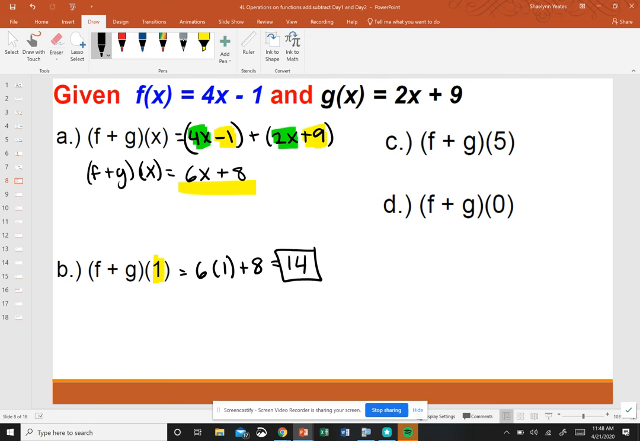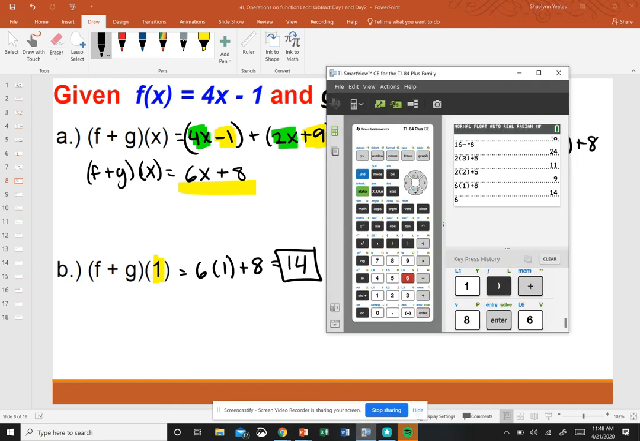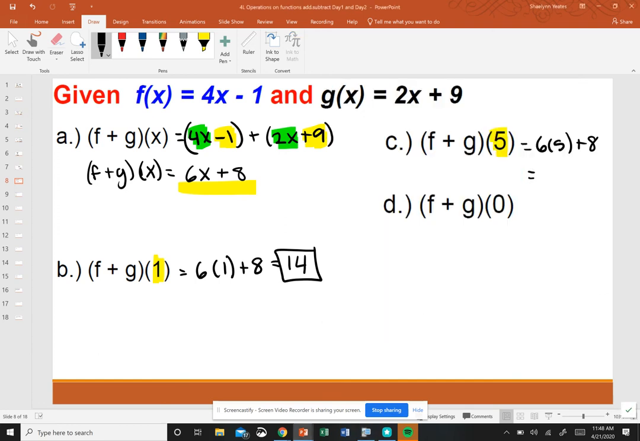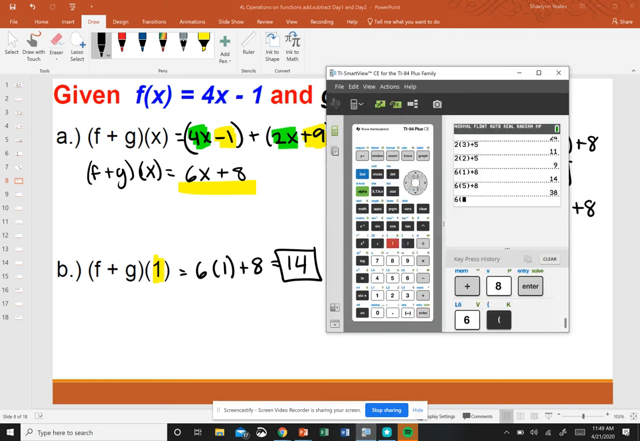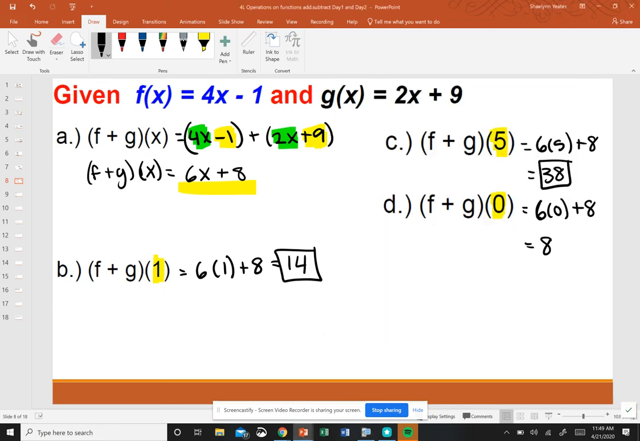Over here, we already know what f plus g is. So now we're going to plug in the 5. So this would be 6 times 5 plus 8, and we get 38. And right here, we're going to plug in 0. So this is going to be 6 times 0 plus 8, which if you need a calculator, there's no harm in that. So 6 times 0 plus 8, and we get 8.